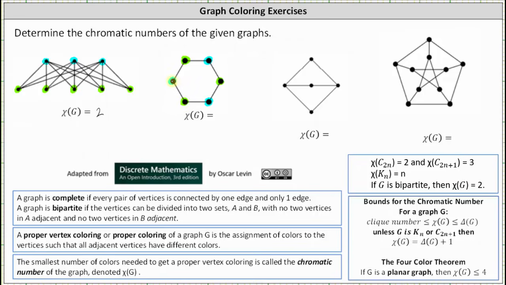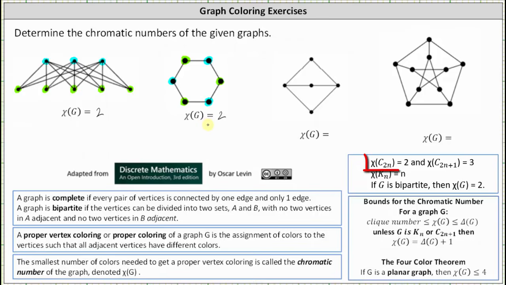Notice using just 2 colors, we have a proper vertex coloring. All adjacent vertices have a different color. Because we use the smallest number of colors, which is 2, the chromatic number is equal to 2. In fact, any cycle on an even number of vertices has a chromatic number equal to 2. If we have a cycle on an odd number of vertices, the chromatic number is equal to 3.